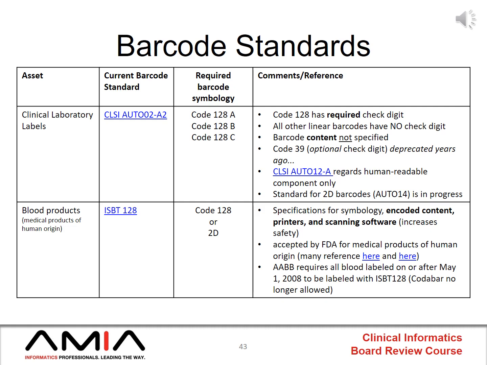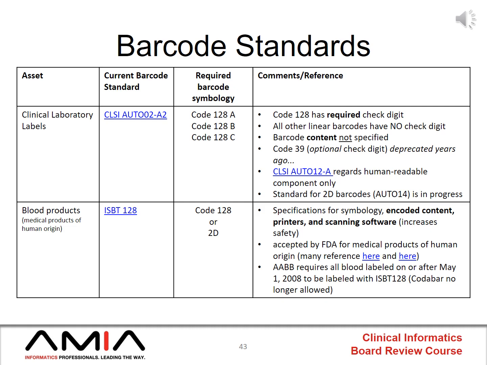You'll note that the required barcode symbology is Code 128 because it has a required check digit. Code 39, which has an optional check digit, was deprecated years ago and really should no longer be used in any location. There's another standard, which is the CLSI AUTO12-A standard. This regards the human readable component of laboratory specimen labels only and not the barcode itself. There is another standard that CLSI has in development that will help laboratories transition to two-dimensional barcodes. This is known as the AUTO14 and as of this date has not yet been published.